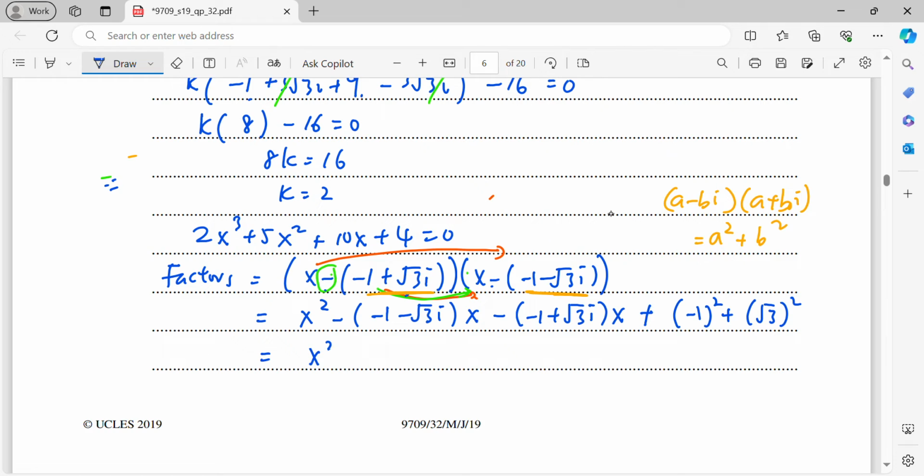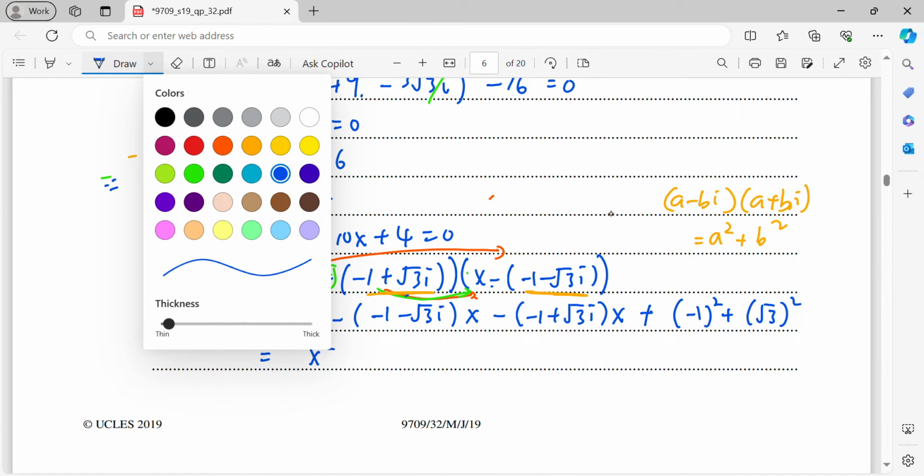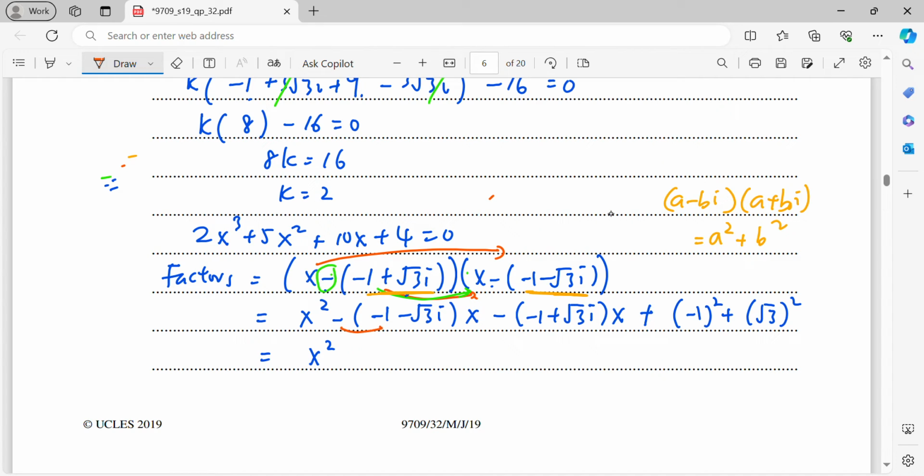That means I will be getting x squared. Now when you look at here, this is minus 1x, right? When you do expansion. So let's say I just do expansion. That is minus minus is plus, so plus 1x. Then minus minus is a plus square root 3ix.